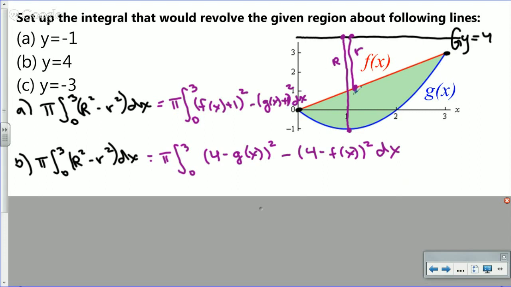Okay, would you pause the screen and try part C for me? Please erase all this stuff in your notes. Try part C, and then I'll show you the answer and we'll see if we got the same thing. Okay, so pause, please.